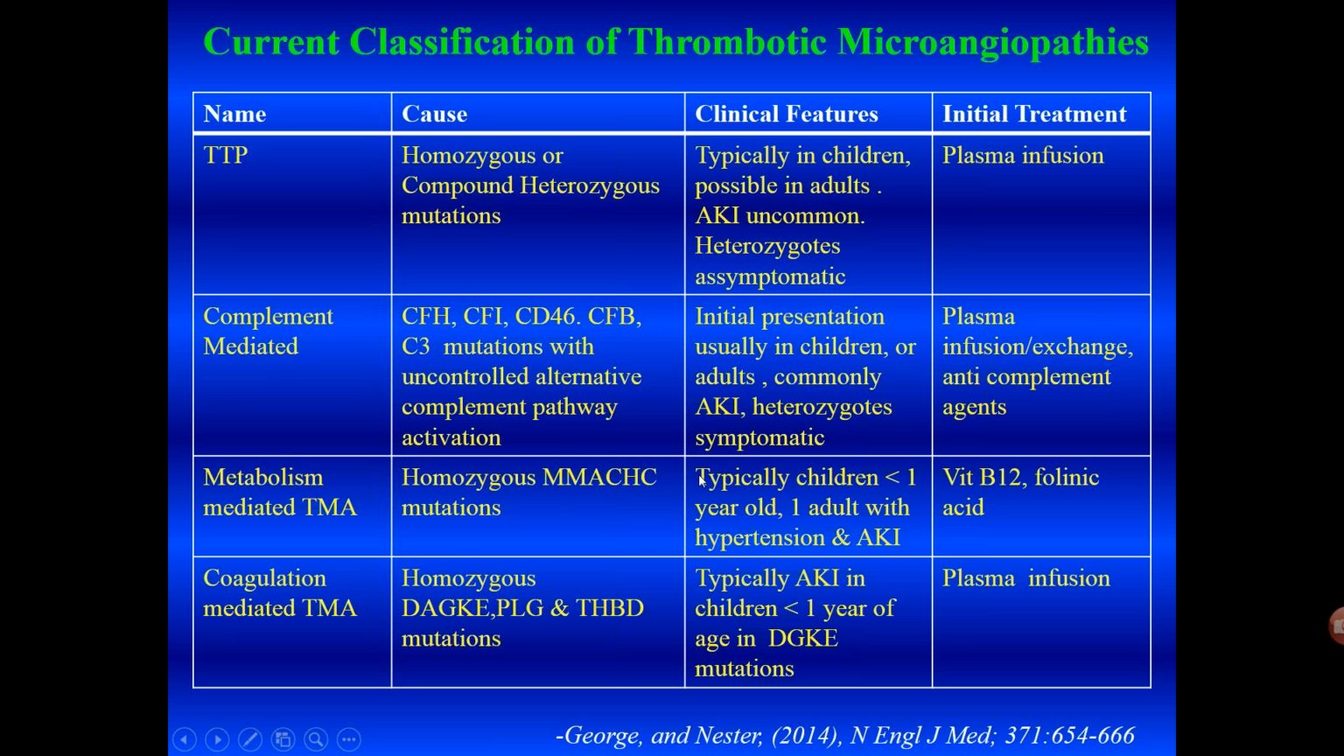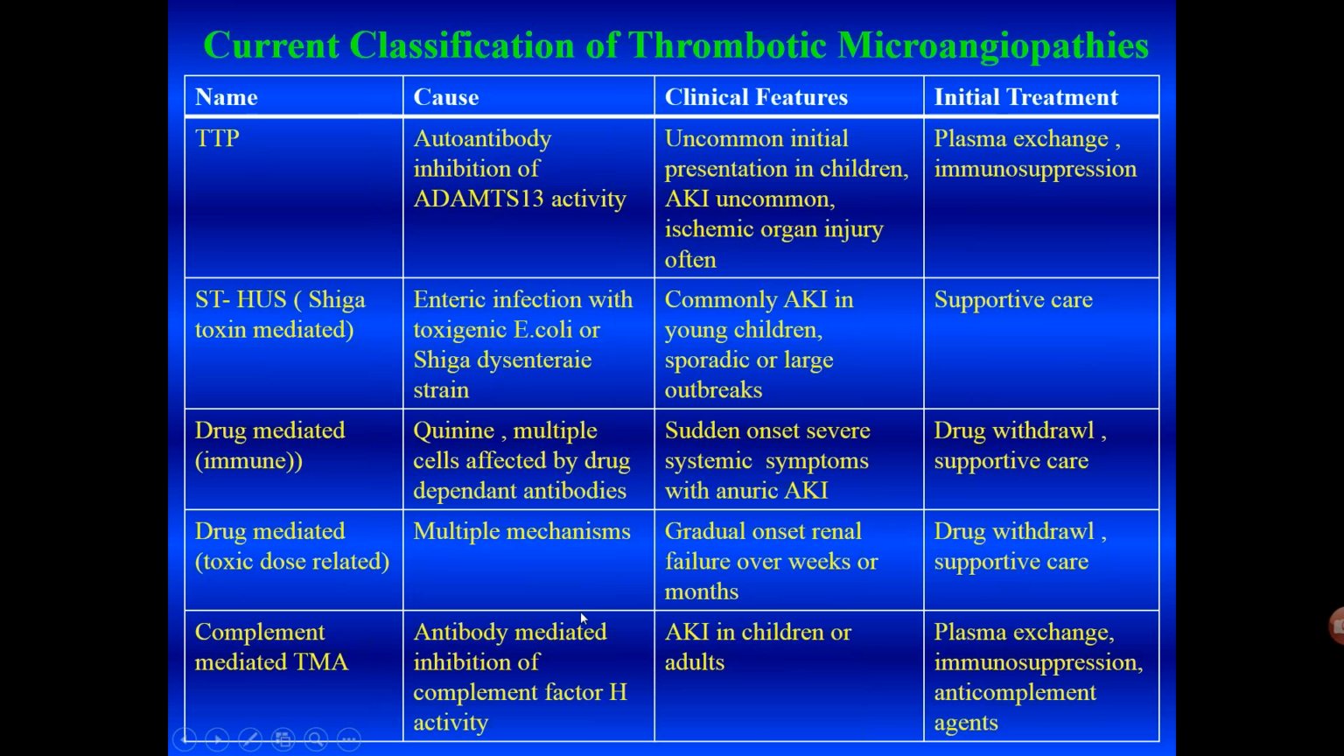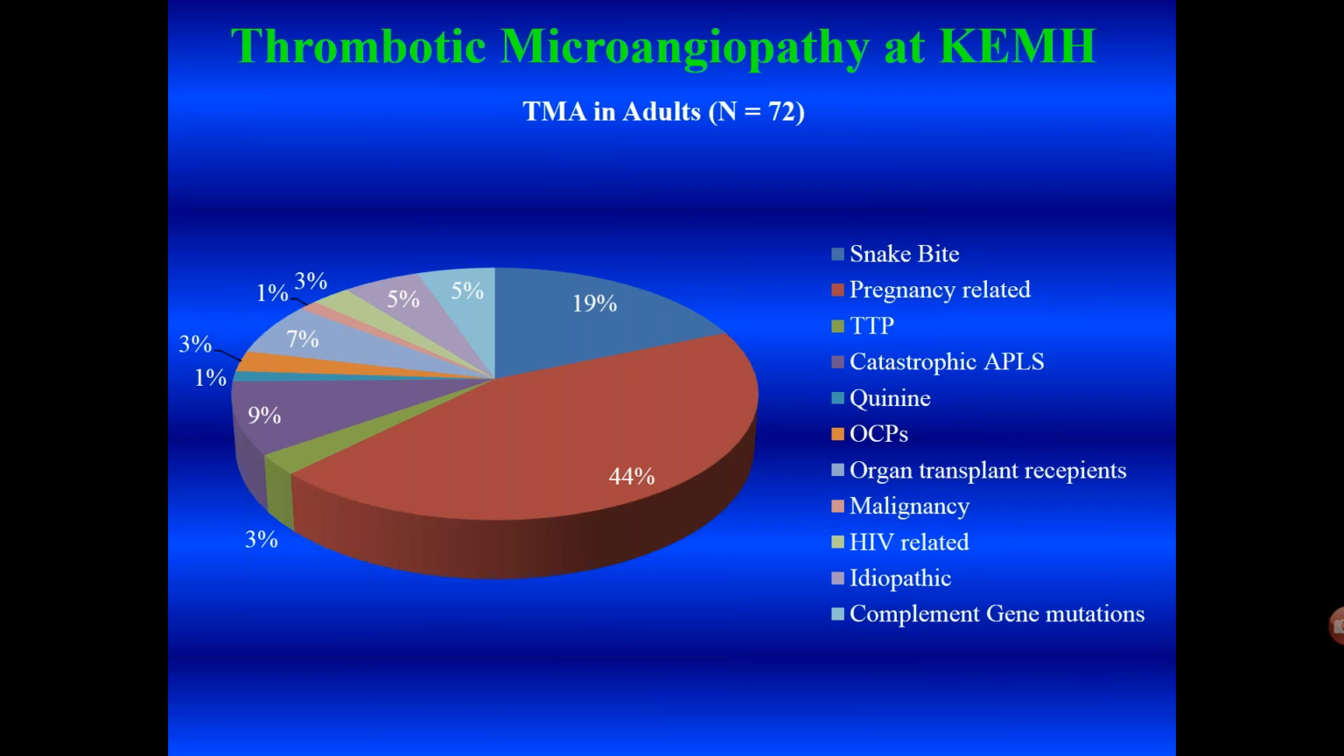You have complement mediated, so dysregulation of the alternative complement pathway, and you have mutations in various complement genes. You have metabolism mediated, which is the rarest perhaps, which is in cobalamin C, the gene for cobalamin C, and you have the coagulation mediated group. So you have homozygous mutations in diacylglycerol kinase, plasminogen, and thrombomodulin. Now you have a group of disorders which could be either drug mediated, infection mediated, or autoimmune. So you could have autoantibodies which inhibit ADAMTS13, or autoantibodies which inhibit the complement factor H, which is a regulatory protein in the complement pathway, and produce a clinical phenotype which is identical to that seen with the genetic disorders.